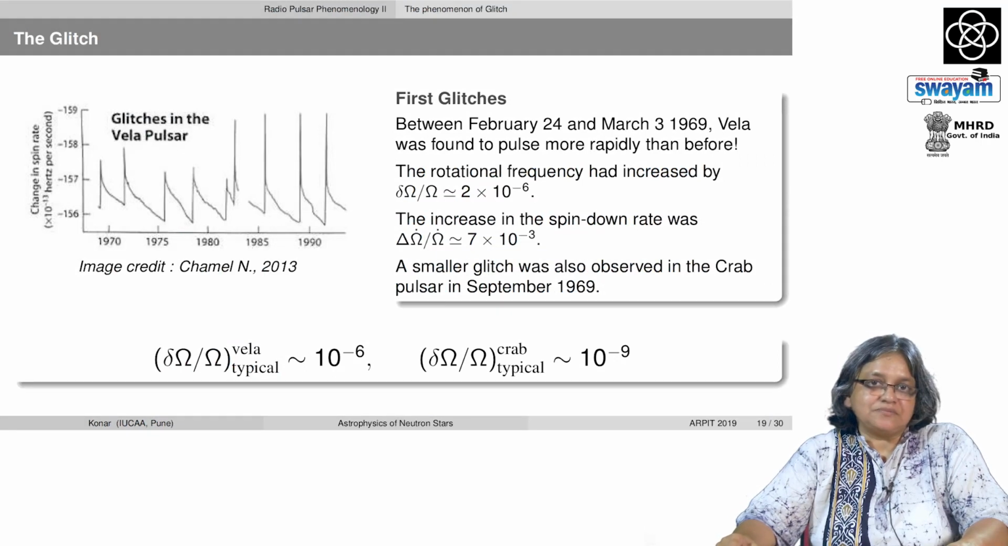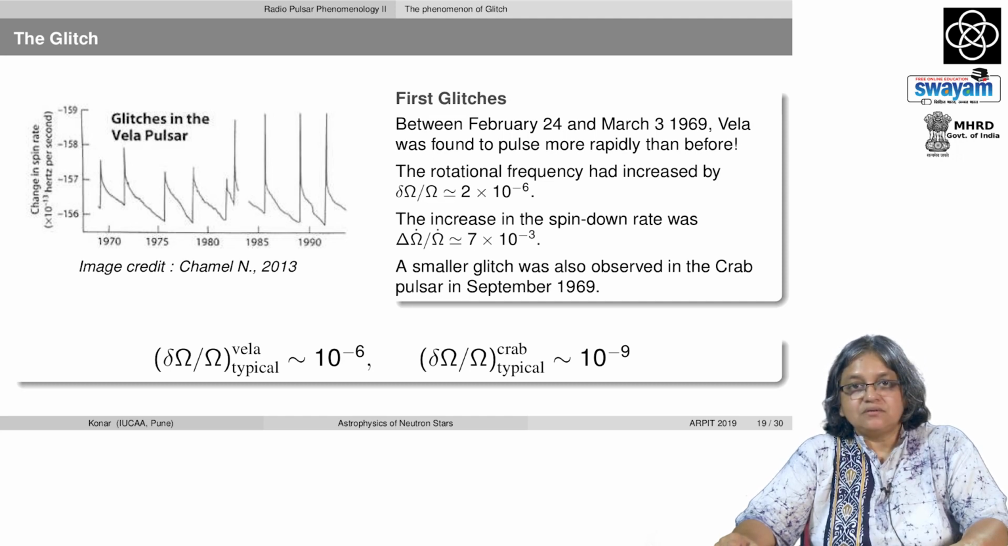The first glitch occurred between February 24 and March 3, 1969, immediately after it was discovered just about a year ago. Vela was found to pulse more rapidly than before. So, its spin period has become shorter. The rotational frequency had increased by a factor of 2 into 10 to the power minus 6. The increase in the spin down rate, that is delta omega dot by omega dot, is about 7 into 10 to the power minus 3.